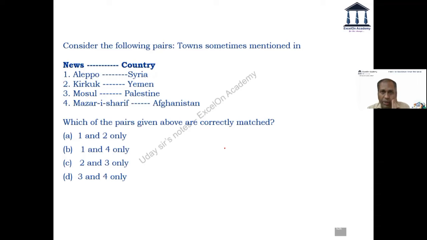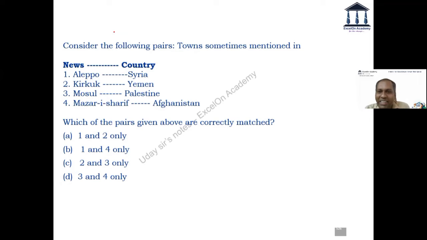Oh, this once again is IR. Okay, consider the following pairs, towns sometimes mentioned in news and country. Aleppo, Syria. What are they saying? Aleppo, Kirkuk, Mosul, Mazar-e-Sharif. Okay. Now, with whatever IR we have read so far, which statement do you think you will be able to at least match one? You say, hey, this is for sure. I know about one out of 1 to 4. I know. Excellent, guys. I'm so happy you remember it.